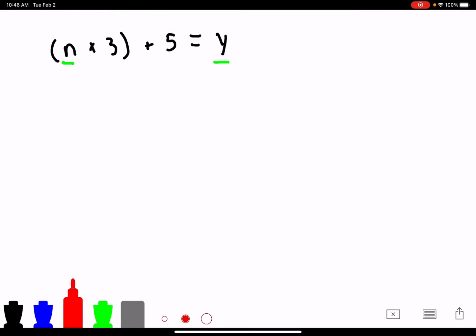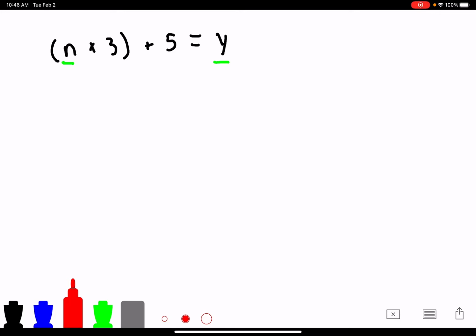On page 459 of your math book, that's where I took this equation from, and they want you to solve for y if n equals 1, okay? So basically what we're going to do is we're going to plug in the number 1 instead of n, and then we can figure out what y equals if n equals 1. I'll show you what I mean.